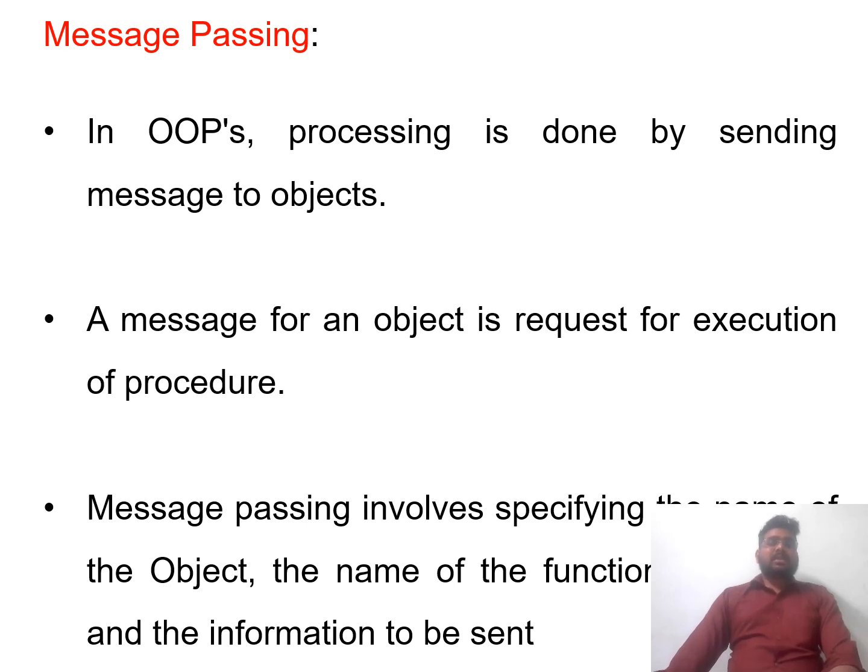Here the process is done by sending a message to an object. A message for an object is a request for the execution of a procedure. Objects communicate with one another by sending and receiving information. A message for an object is a request for the execution of a procedure, and therefore it will invoke a function that generates the desired result. Message passing involves the name of the object, the name of the function, and the information to be sent.